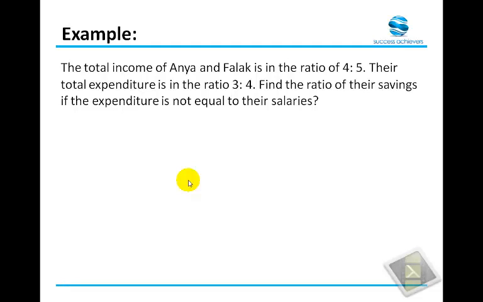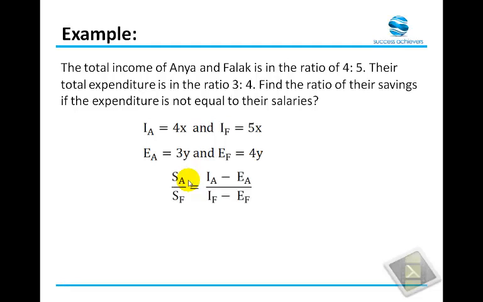So the total income is in the ratio 4:5. So can I say income of Anya is 4x and income of Falak is 5x? Similarly, I can say the expenditure is in the ratio 3:4, or can I say that expenditures are 3y and 4y? Now saving is income minus expenditure. So can we say SA by SF is equal to IA minus EA upon IF minus EF. So what do we get? 4x minus 3y upon 5x minus 4y.